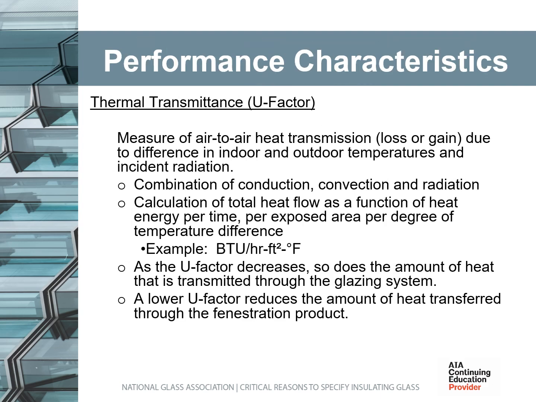The main measurement of IG and window performance, or thermal transmittance, used today is the U factor. This measures the air-to-air heat transmission due to the difference in indoor and outdoor temperatures and incident radiation. This measurement takes into account all three modes of heat transfer. The lower the U factor, the less heat that can transfer through the IG. Sometimes R values will be used instead of U factors, and this is just the inverse of the U factor. The higher the R value, the more efficient the IG is.